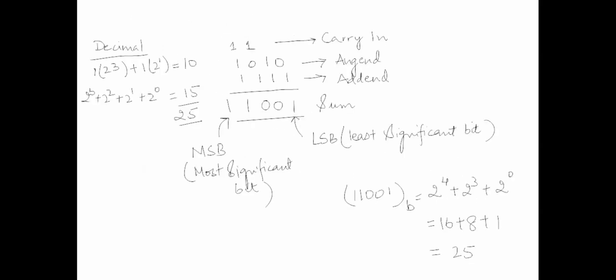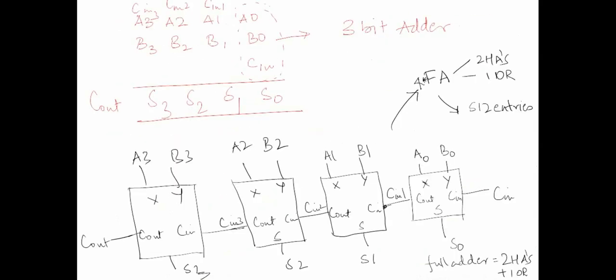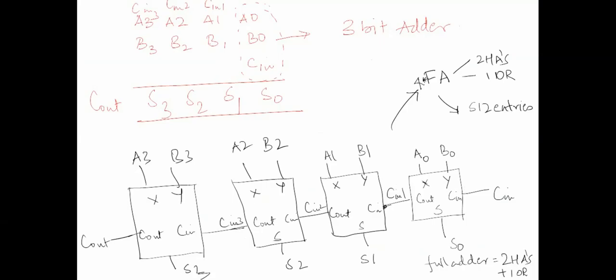Now let's talk about something called a 4-bit subtractor. This is a circuit which we drew last time, correct? We had 4 full adders for doing a 4-bit number addition. Now let's talk about the next term. Till now what we did was a plus b. Now let's assume we have to do a minus b.